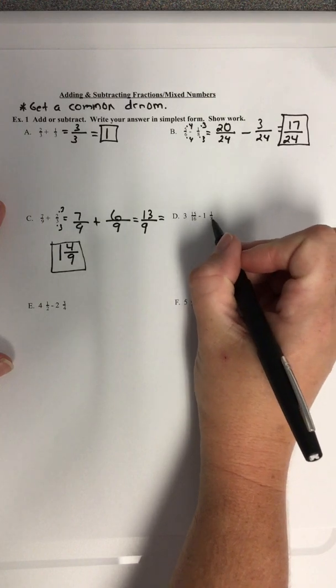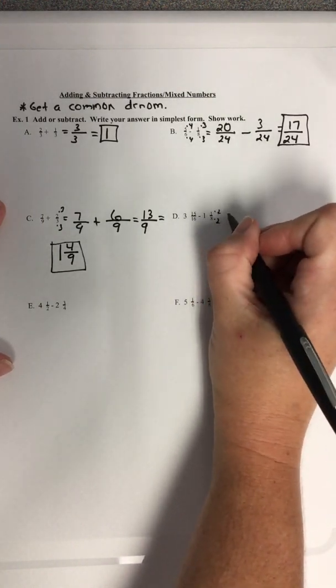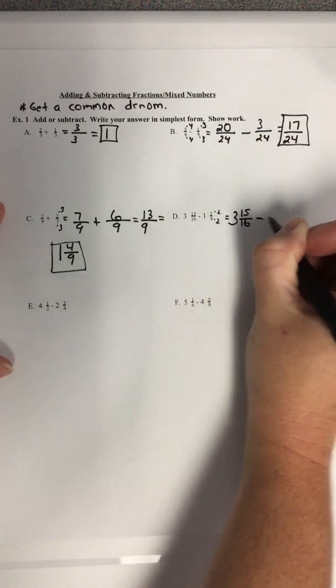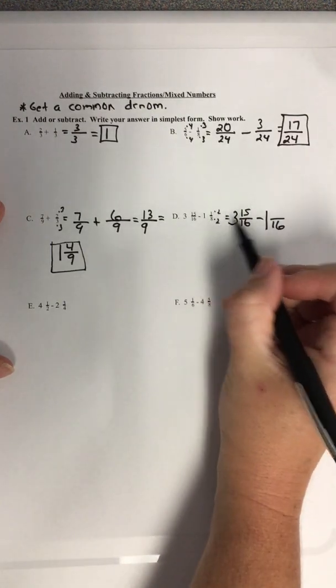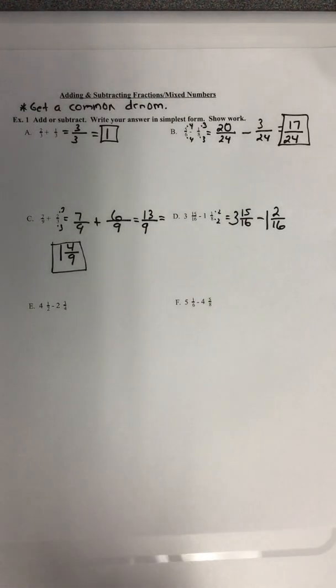So this one's 16, this one's 8. I realize I can take 8 times 2 to get 16. So then I'm going to leave the 3 and 15/16 as is. But then I'm going to rewrite the 1 and 1/8 with a denominator of 16. So 8 times 2 is 16, so then I have to take 1 times 2. So 2. And now I can do the problem.